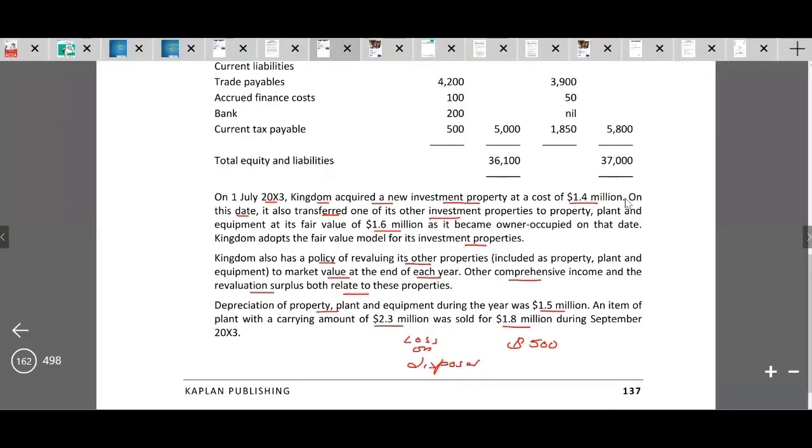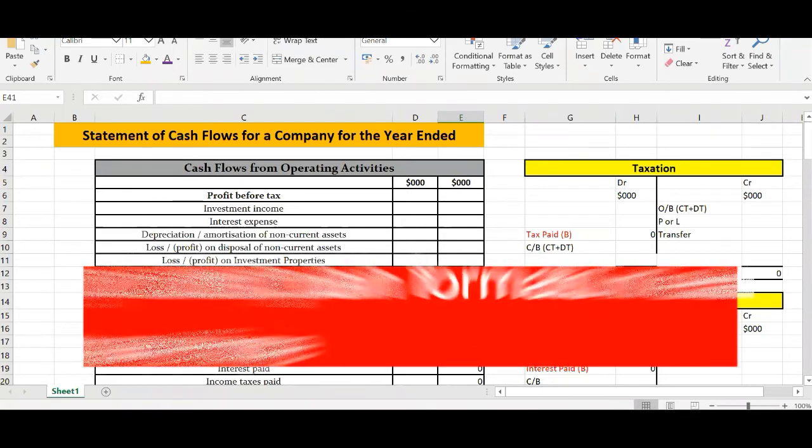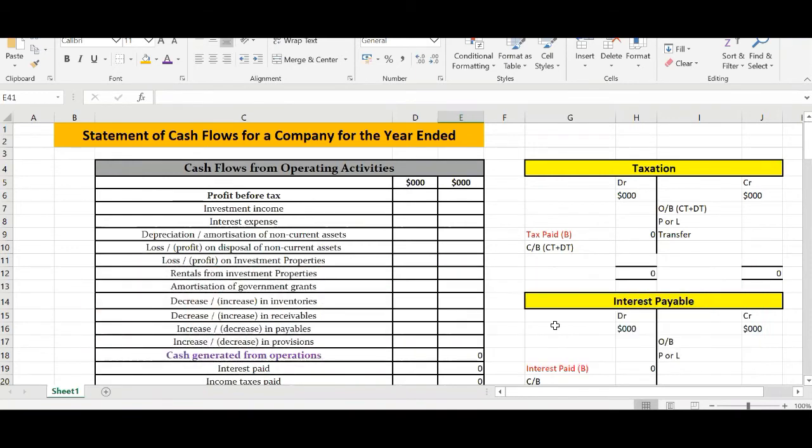All right, so now we'll be making the statement of cash flows, and I have already made a spreadsheet for that in order to save time, and in the exam you have to make it yourself. On the left hand side I have the statement, on the right hand side I have the T account workings.